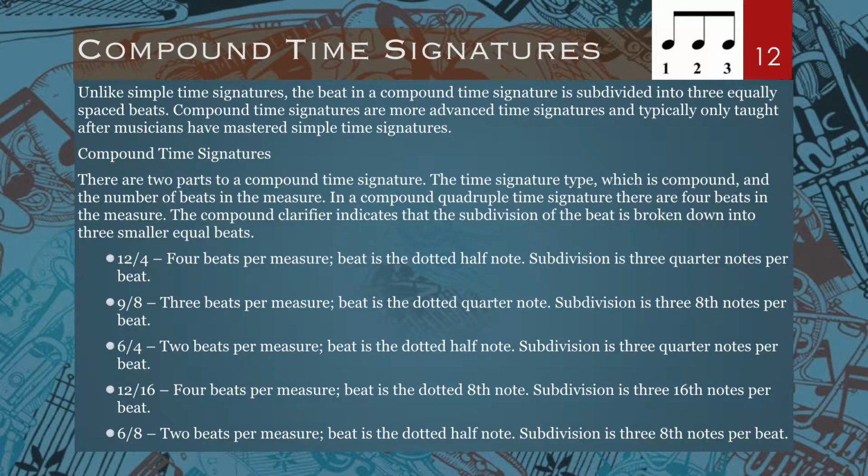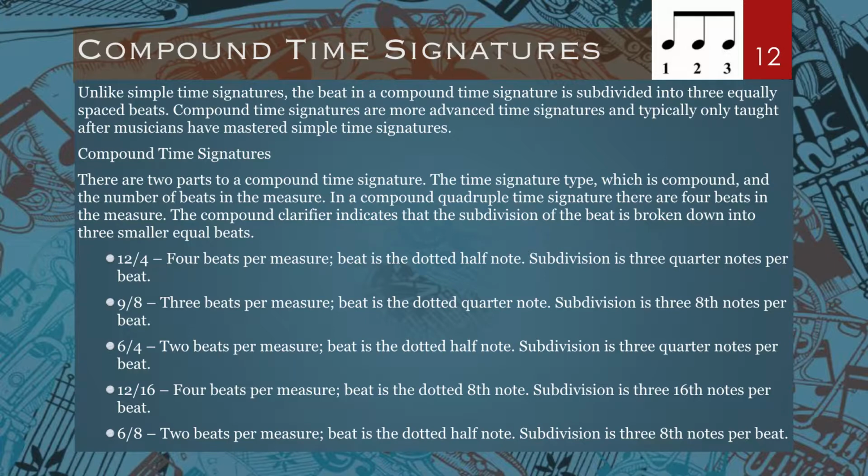In 12/16 time, you have 4 beats per measure, and the beat is a dotted eighth note. The subdivision is 3 16th notes per beat. And finally, in 6/8 time, you have 2 beats per measure. So the beat is a dotted quarter note, and the subdivision is 3 eighth notes per beat.